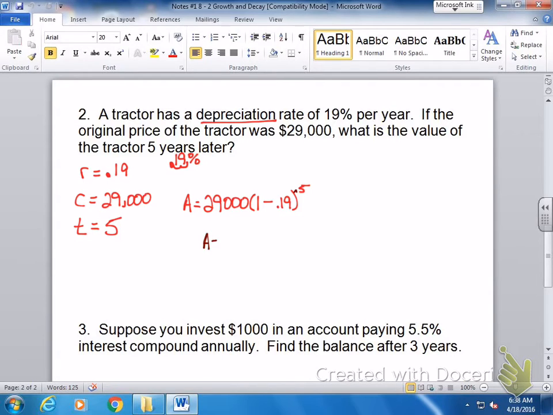I got that A, after 5 years, the tractor is going to be worth $10,111.67. So there you go, guys. So be careful, use keywords. I mean, the last one said growth. This one said depreciation, which means it's going to be getting smaller. All right, let's look at number 3.